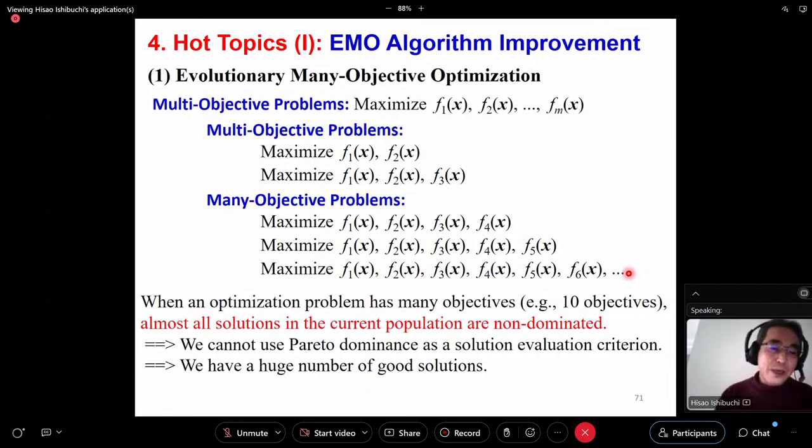The difficulty is here. When an optimization problem has many objectives, for example, 10 objectives or 20 objectives, almost all solutions in the current population are non-dominated. You can easily imagine the situation of comparing different solutions based on 10 objectives. Each solution has 10 different criteria. For example, if you compare different people, we have a lot of measures: height, weight, or salary. You can list 10 different criteria. Then, if you compare two different people, usually they are non-dominated.